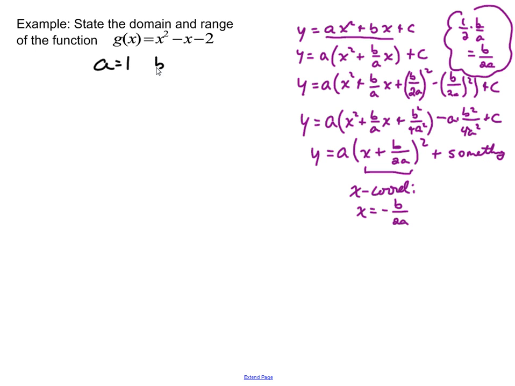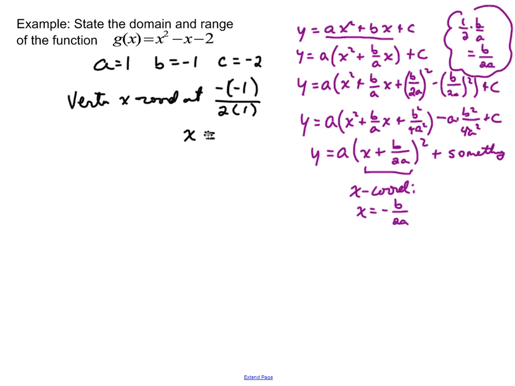So, if you keep that in mind, we identify a here as 1 in this function g of x. We identify b here as negative 1, and we identify c as negative 2. So how do we use that? Well, the vertex will have an x-coordinate at the point negative b, so the negative of negative 1, divided by 2 times a. That is at x equals positive 1/2.